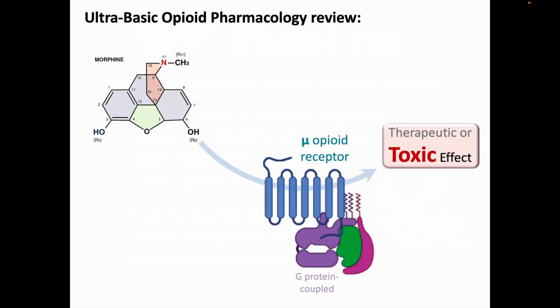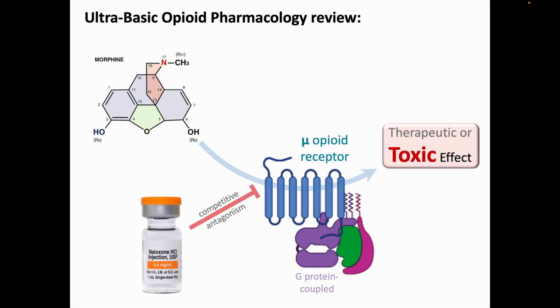We're going to start off with this ultra-basic, oversimplified review of opioid pharmacology. In reality, it's more complicated, but this model is totally functional for our current purposes. Opioids will bind to opioid receptors, and the most important one here is the mu-opioid receptor, to produce their therapeutic or toxic effects depending on the dose. And if you give an opioid antagonist, you're going to reverse and block those effects mediated through the opioid receptor.